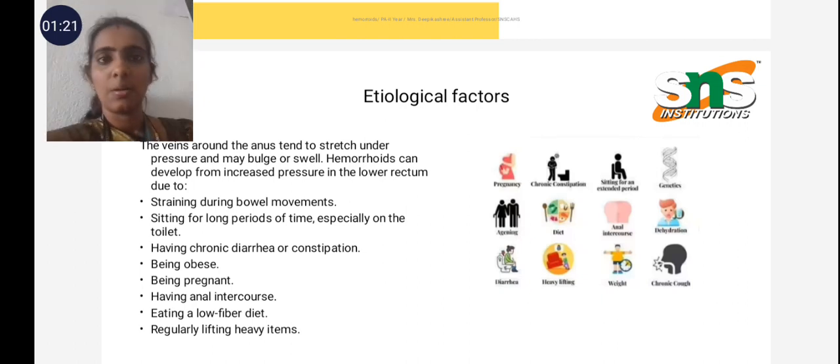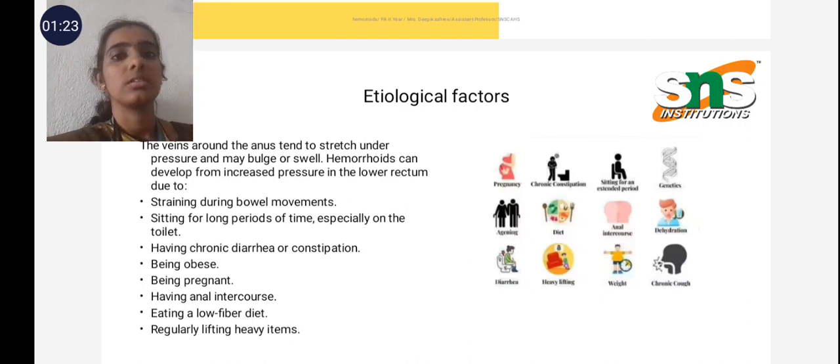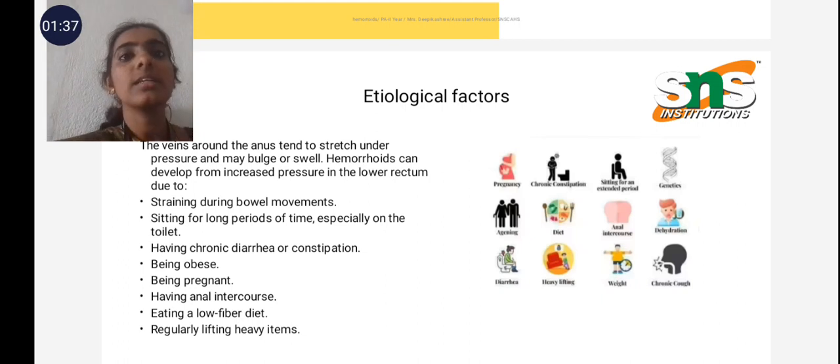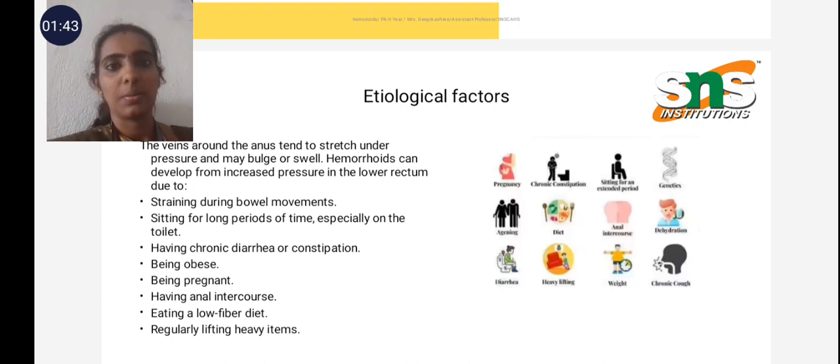These are the main reasons for creating piles. So we should not give so much pressure to this region, because the pressure leads to loosening of the muscles, and it is brought out through the anus. So these are the etiological factors for hemorrhoids.